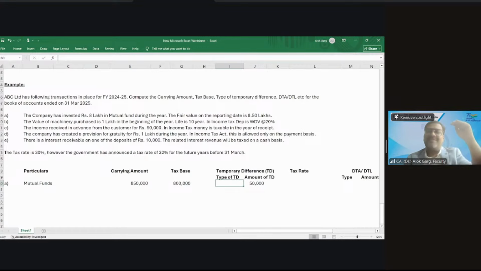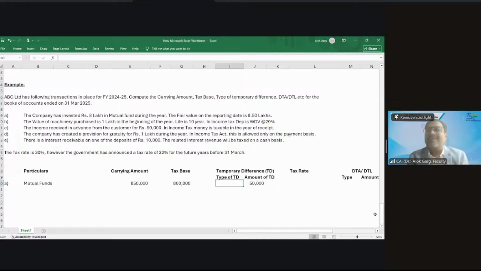So friends, what is the value of the mutual fund asset, the financial asset, in your accounting books? 8,50,000. What is the value of this asset in the tax books? 8 lakh. So what are you required to do? We need to reduce the carrying amount. I have to do the adjustment in my books of accounts for reducing my asset. Reduction of asset means creating a liability, as simple as that.